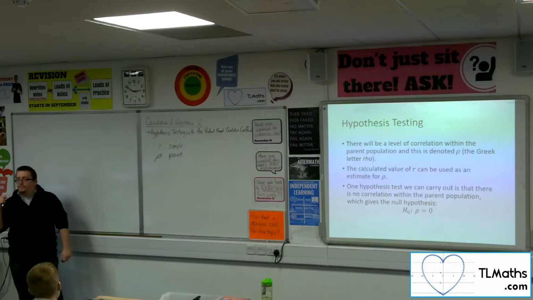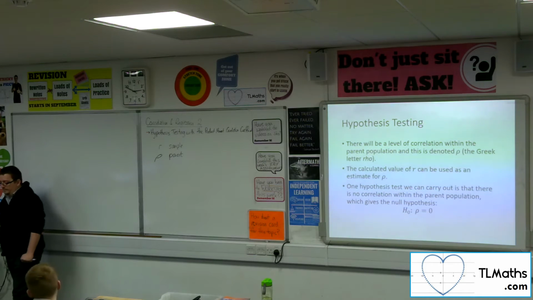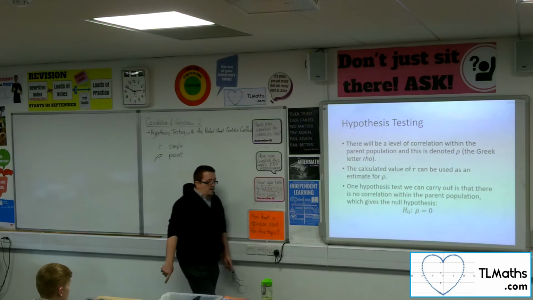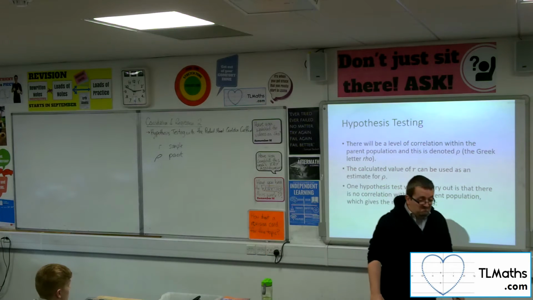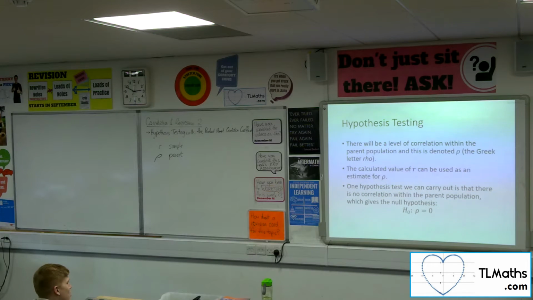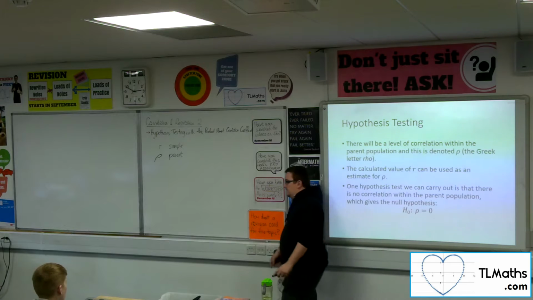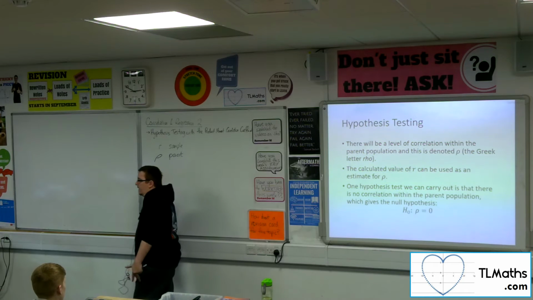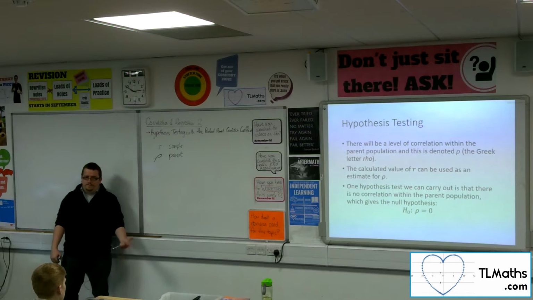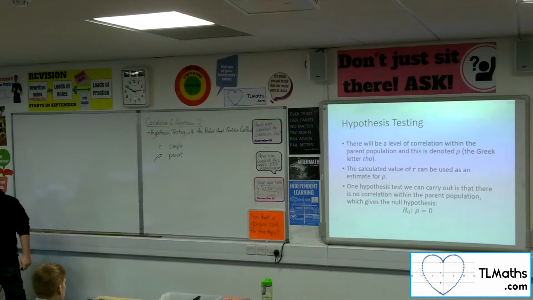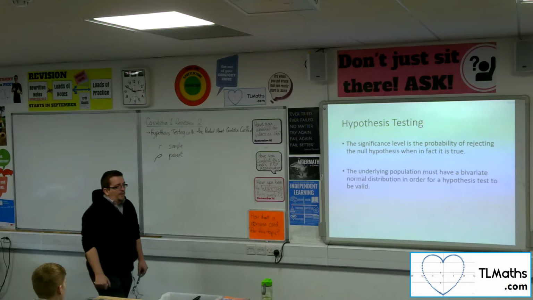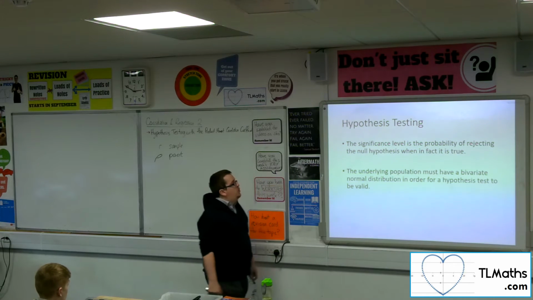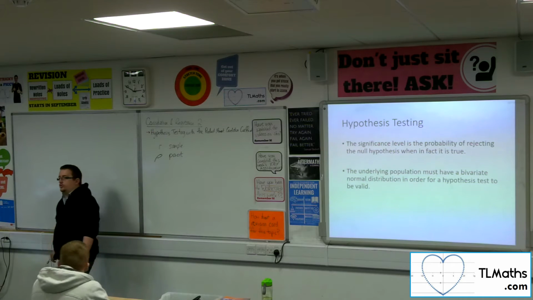Go on then, Aaron. It's the percentage chance of you falsely discarding the null hypothesis. That's pretty good, isn't it? So, in other words, if you've got a 10% significance level, then you've got a 10% chance of rejecting the null hypothesis when in fact it's correct. That's the idea. So once again, one important thing to write down for today is that the significance level is the probability of rejecting the null hypothesis when in fact it is true.